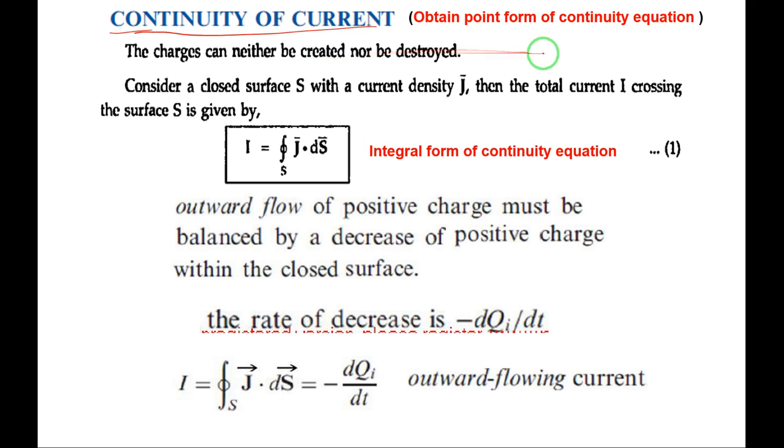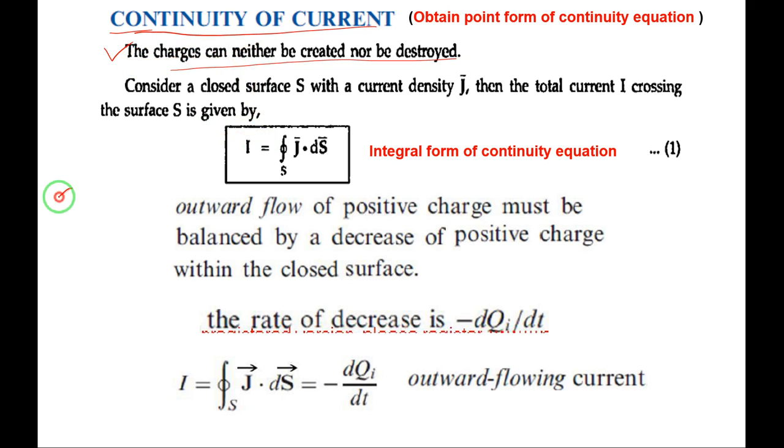Yes, the principle of conservation of charges. What it is saying means the charges can neither be created nor destroyed. If I want to generate only positive charges, it is not possible. If I want to generate only negative charges, it's not possible, right? But if I want to generate simultaneously an equal number of positive and negative charges, it is possible. So the charges can neither be created nor destroyed. This is the principle of conservation of charges. This we will make use of in this derivation.